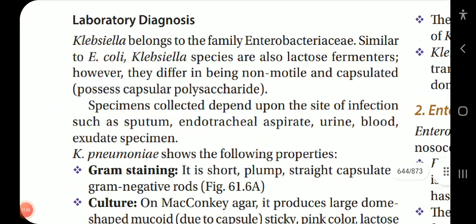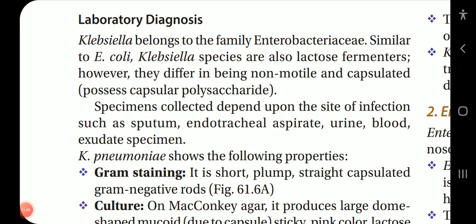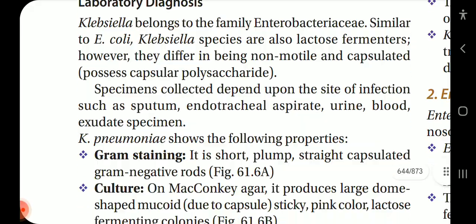Now comes the lab diagnosis. Klebsiella belongs to the family Enterobacteriaceae, similar to E. coli. Klebsiella species are also lactose fermenters. However, they differ in being non-motile and encapsulated, possessing capsular polysaccharide. Specimens collected depend upon the site of infection, such as sputum, endotracheal aspirate, urine, blood, exudate specimen.